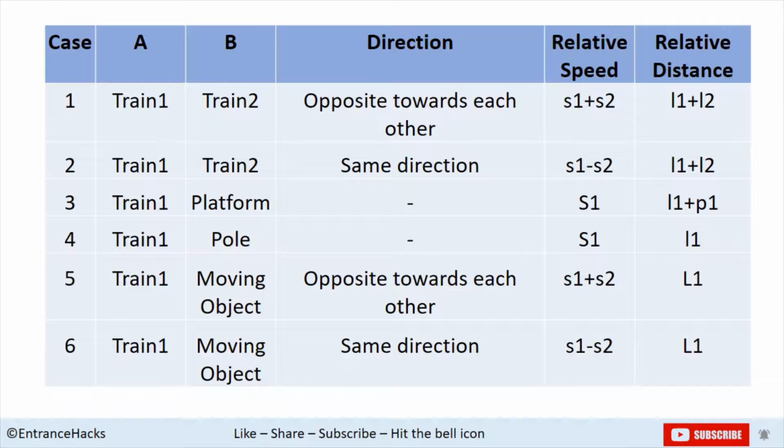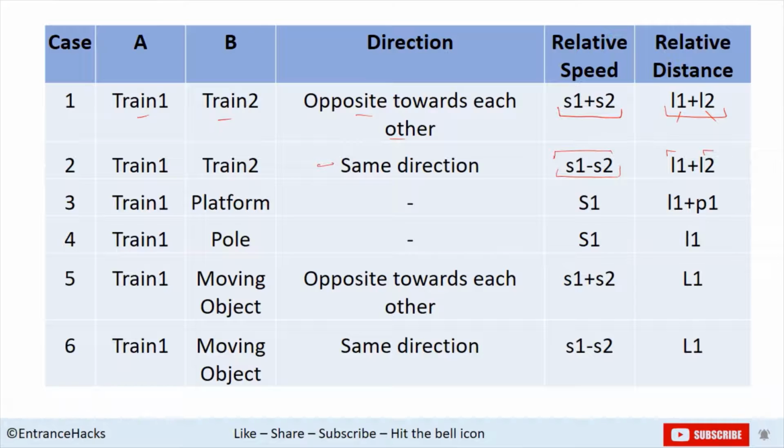So problems could be broken down as follows. If a question says train 1 and train 2 are traveling in opposite directions, their relative speed would be the addition of the speeds of train 1 and train 2, and the relative distance they have to travel would be the addition of distances, that is the length of train 1 and the length of train 2. Similarly, if train 1 and train 2 are moving in the same direction, their relative speed would be the subtraction of the two speeds, higher speed minus lower speed, but the distance they have to travel is the same, that is the length of train 1 and the length of train 2.